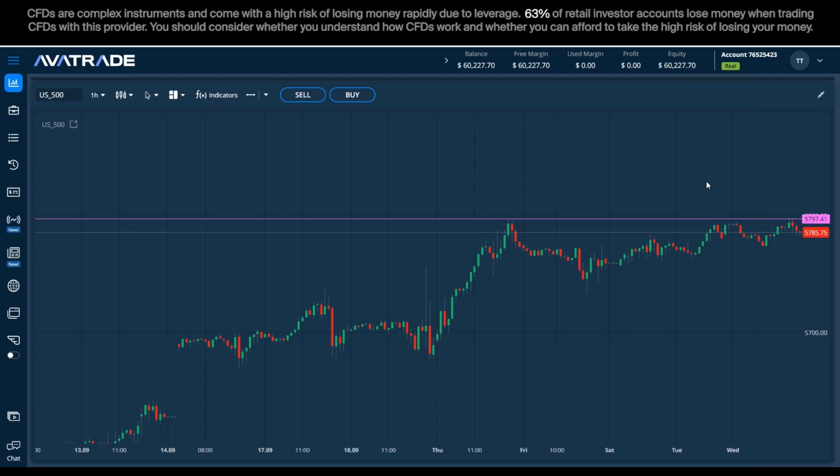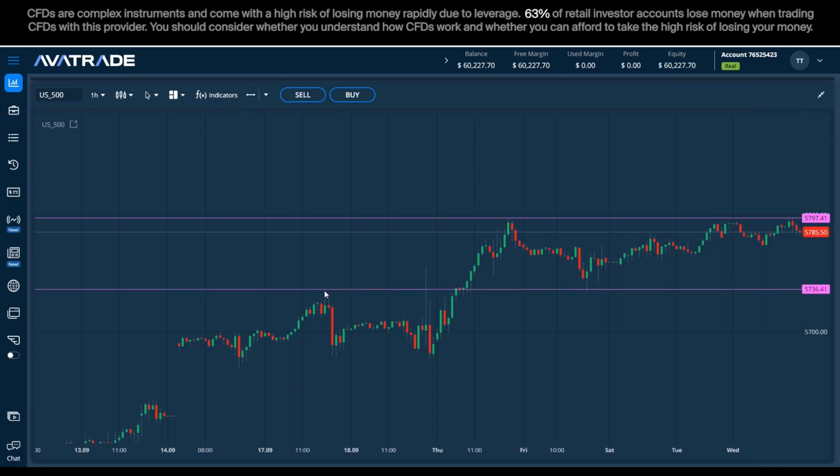And it happens to be, I think, the all-time high for the US 500. So it makes sense that it might form resistance. And if it breaks through, then maybe it has momentum to keep climbing. And we can see examples of that in the past.